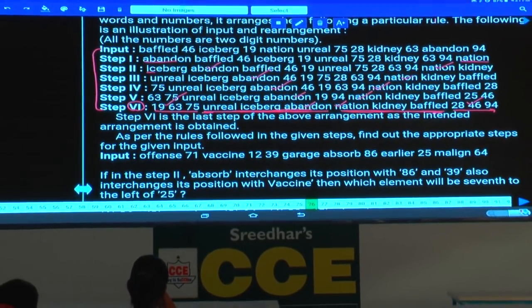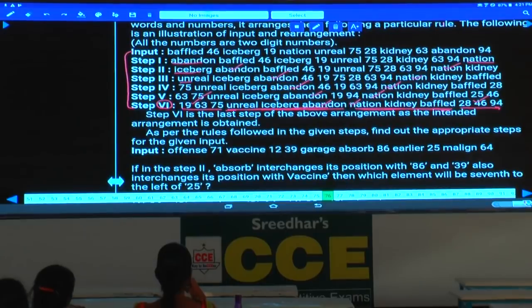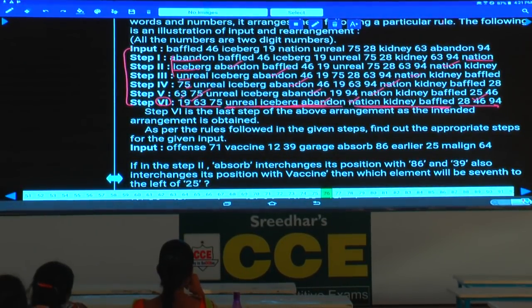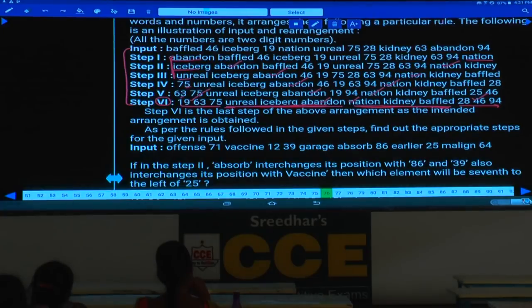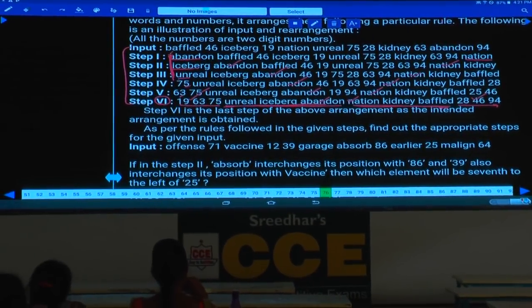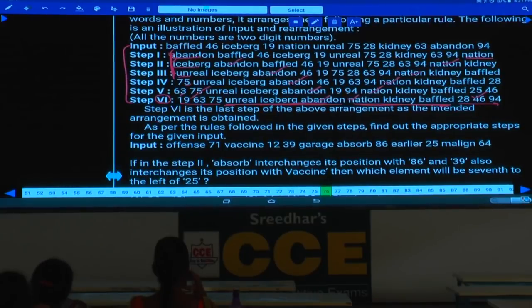After this abandon, next iceberg, next unreal, 75, 63, all these numbers. Now the words are in alphabetic ascending order. Now what are these words here? These words which started with the vowels are arranged in the ascending order first. Then as they were added in the ascending order, when they were shifted from the left hand side to the right hand side, they will become in the descending order. And similarly the numbers are arranged in the descending order, that means first 75, next 63. When they were shifted to the next place, then they will be arranged in the ascending order.